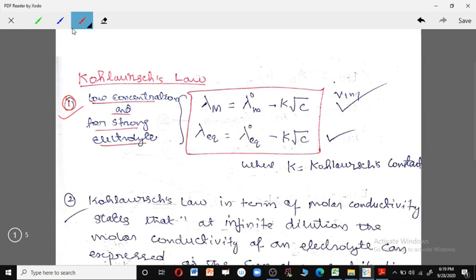So these are the two formulas: lambda m equals lambda m naught minus K into square root of C, and lambda equivalent equals lambda naught minus kappa into square root of concentration. These are important when you go for higher study like BSc and MSc, you will come across these two. This K is the Kohlrausch constant, C is the concentration, and lambda m is the molar conductance and equivalent conductance. So this formula is also very important.